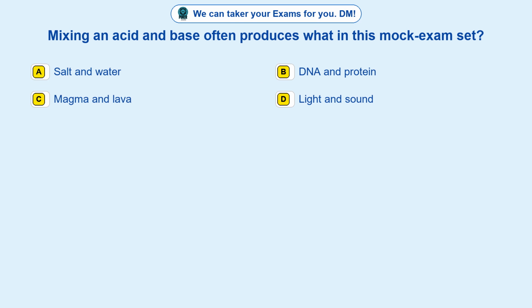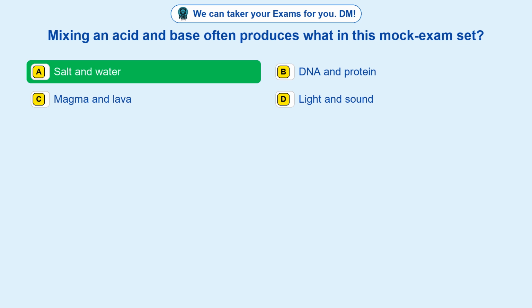Question 38. Mixing an acid and base often produces what in this mock exam set? Option A, salt and water. Option B, DNA and protein. Option C, magma and lava. Option D, light and sound. The correct answer is option A, salt and water.